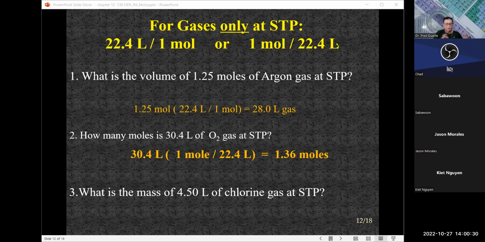We want to go from grams to moles. Okay, if we're given moles, we're multiplying by the liters per mole to give us liters. If we're given liters, we are dividing by the liters to give us moles.